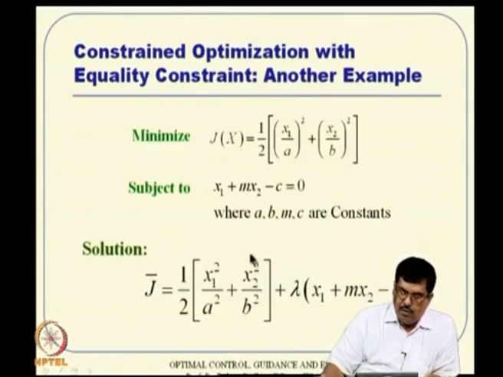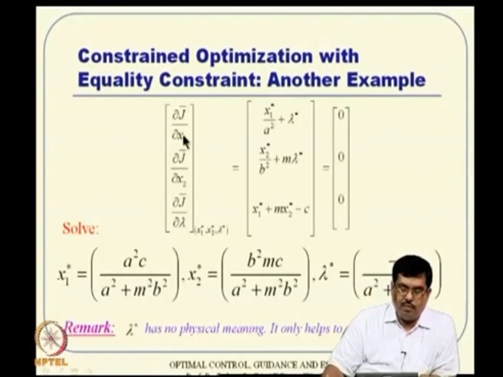Again, you can go back and solve it. J bar is nothing but that, and then I can have a lambda plus this quantity, and then I can carry out the same algebra. Del j bar by del x 1 turns out to be like that, equal to 0, del j bar by del x 2 turns out to be like that, equal to 0, and del j bar by del lambda will give us the same constraint equation, that is also equal to 0. So, you solve it in a generic sense and the solution turns out to be like that.